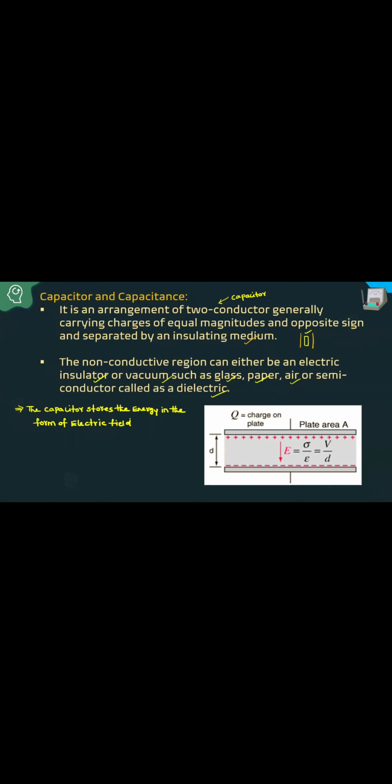But what is the magnitude of the electric field? The magnitude of the electric field is determined by using two laws. One is using Gauss law, another one is using Coulomb's law.